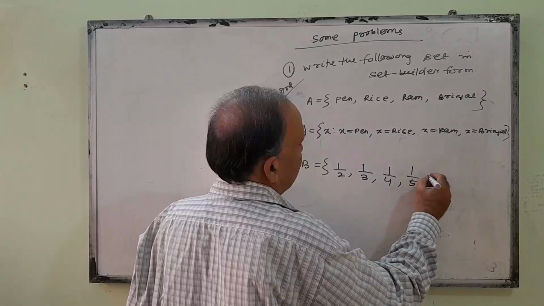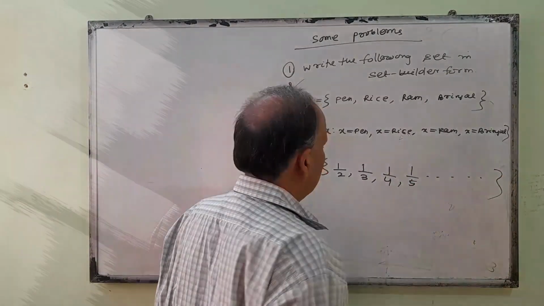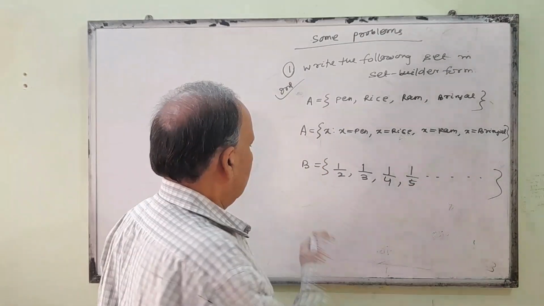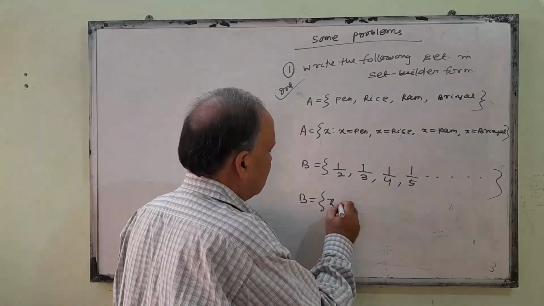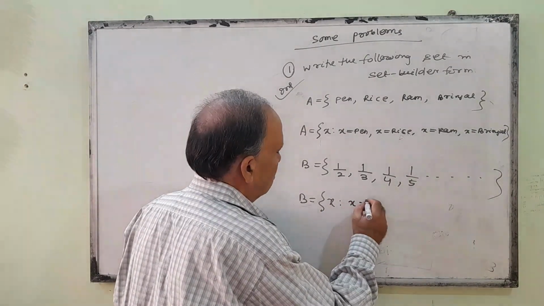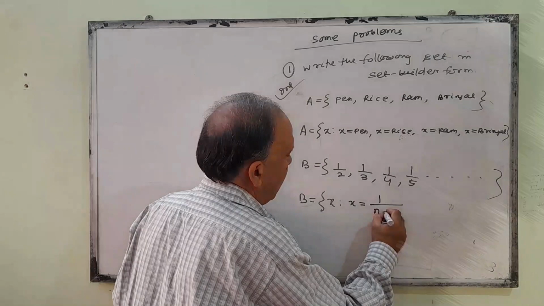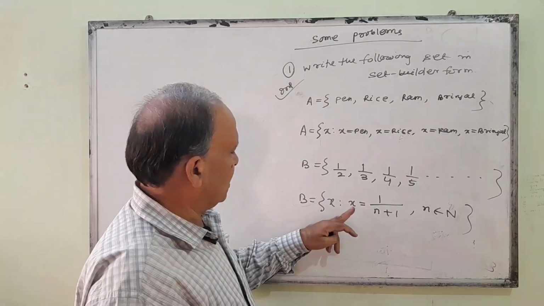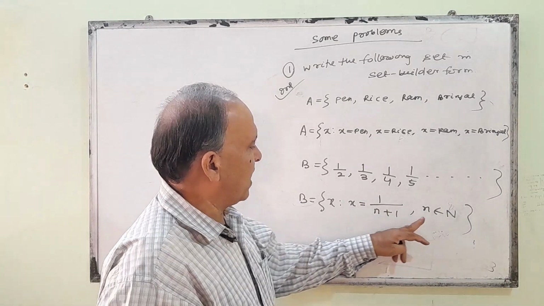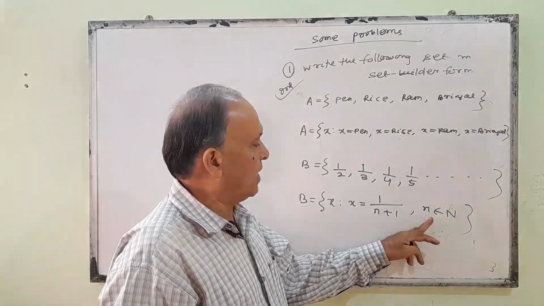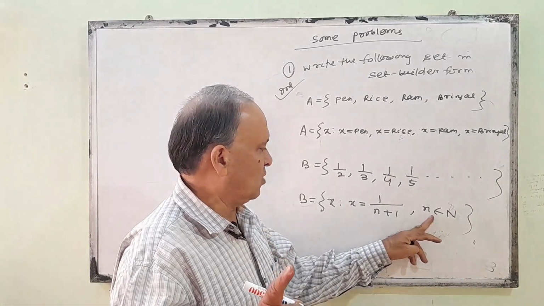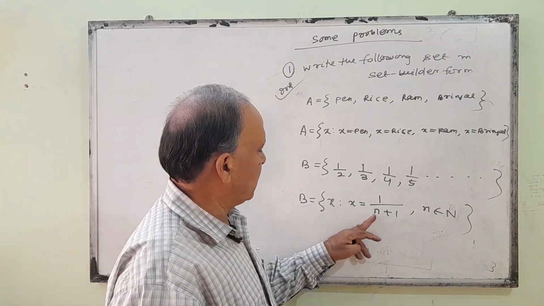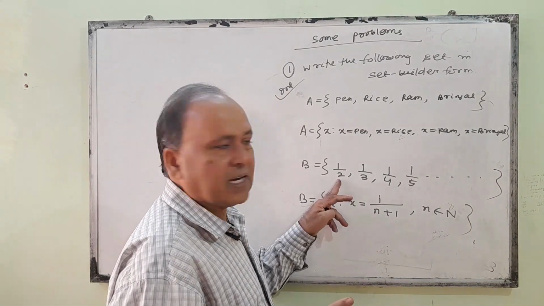Next question, suppose B is a set: 1/2, 1/3, 1/4, 1/5, like this. Reasoning question, very important. How can you write it? You see, B is equal to {x such that x = 1/(n+1), where n belongs to N}. N means natural numbers, first natural number 1. Suppose you put n equal to 1, 1/(1+1), that is 1/2.